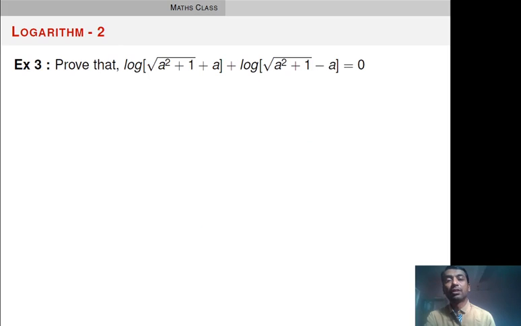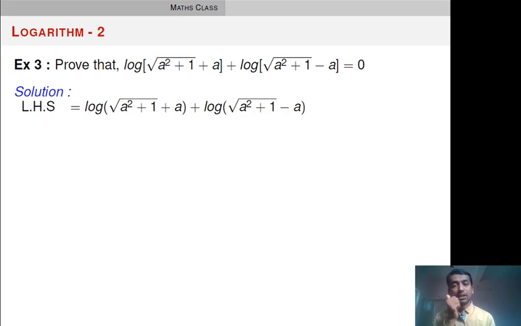Let's take another example. Prove that log of root a square plus 1 plus a plus log of root a square plus 1 minus a is equal to 0. Now in this question they are saying that prove this is equal to 0. Whenever a prove that type question appears, start with one side and move to the other side. So here we'll start with left hand side. Left hand side is equal to this. It is given to us, and finally we should proceed in such a way that our final answer is 0. Then we have proved our example.